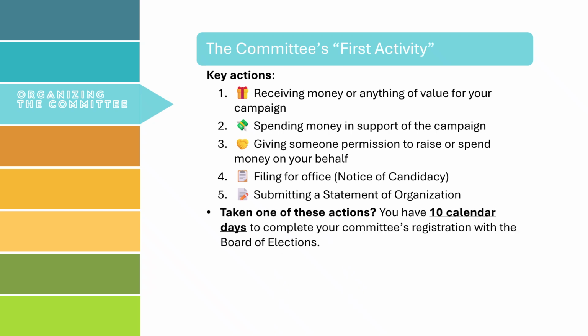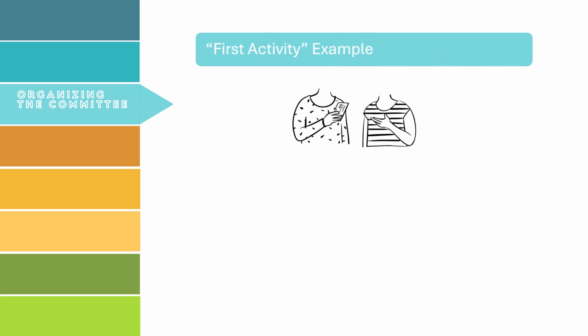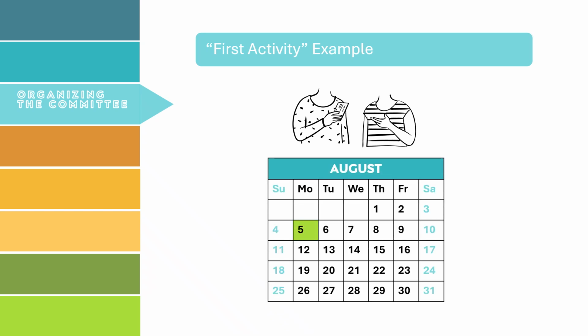Once you take the first of any of these actions, you have 10 calendar days to complete your committee's registration with the County Board of Elections. Let's look at an example of that timeline. Say you accept money from a friend in support of your campaign on August 5th. You now have until August 15th to register your committee and file all appropriate paperwork with the Board of Elections.